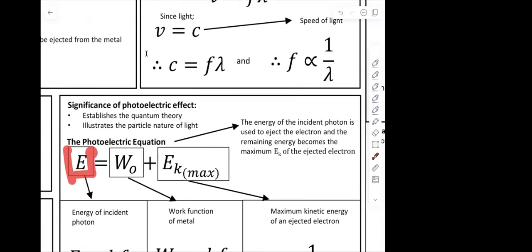The energy that a photon possesses, that E, can be broken down into two components: work function plus EK max. Let's see what that means. Let's say you go on a date, or you go with your friends to the movies or a theme park show, where there's going to be an entrance fee, or a market where there's an entrance fee.